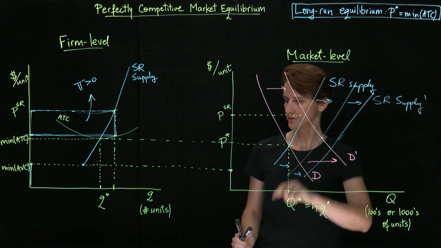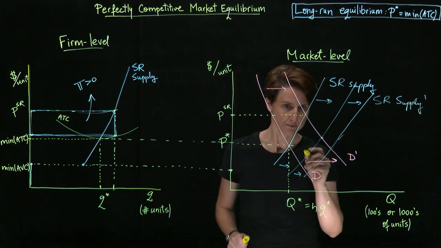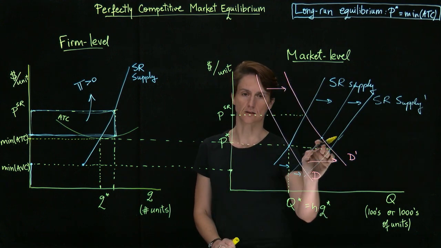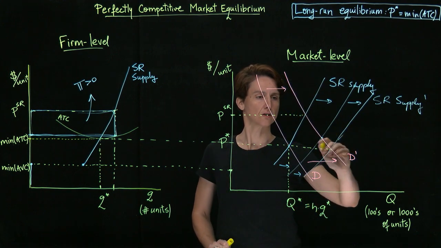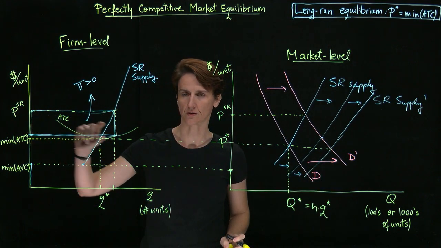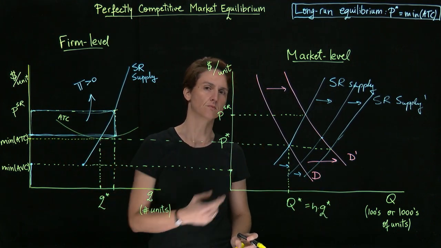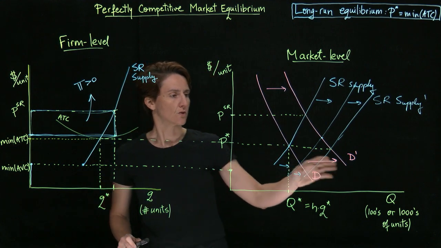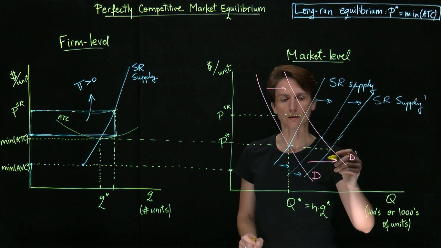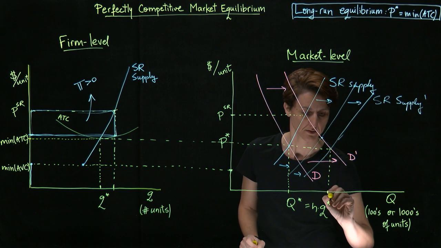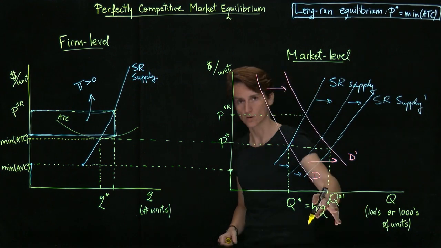Until this new equilibrium is again at price P star. As long as price is above P star, we have positive profits for each firm, therefore more firm entry. So we're now going to be back at the same price as before, but of course at the new quantity.